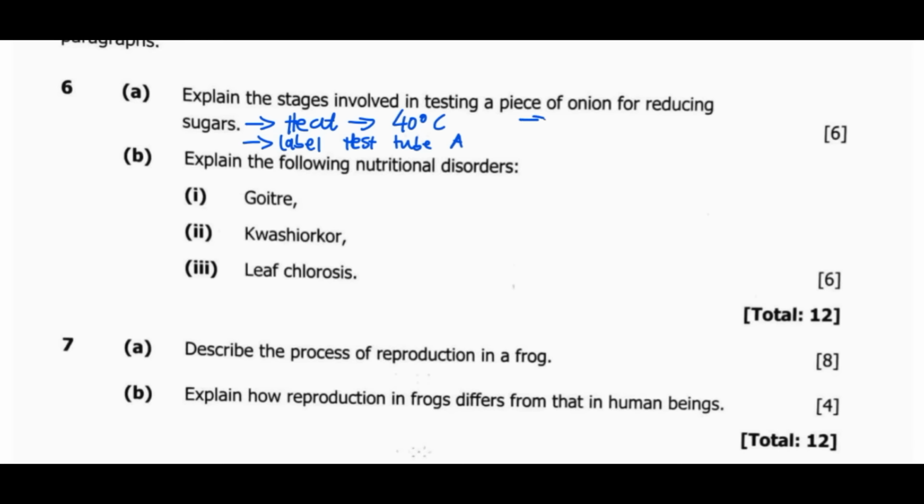Then number 2, you add about, let's just say, 2 mils of water and half a spatula of the substance you are trying to test. We know that this should be a grinded onion or a liquid onion. So you can add half a spatula of pounded onion.